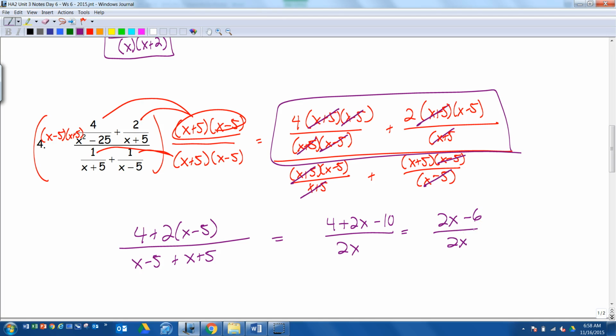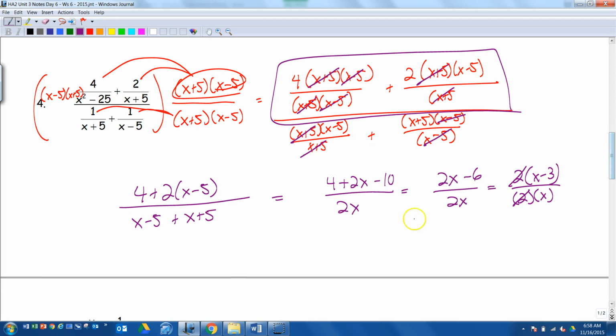Remember, you cannot cancel unless you could factor. We can take a 2 out on the top. Now we can cancel the 2. So our final answer is x minus 3 over x. And that works just as well as the first method.